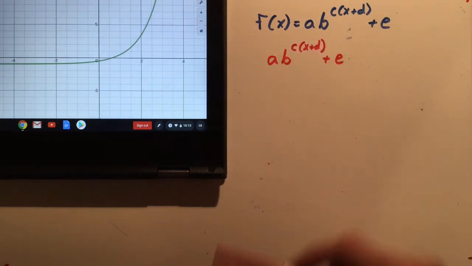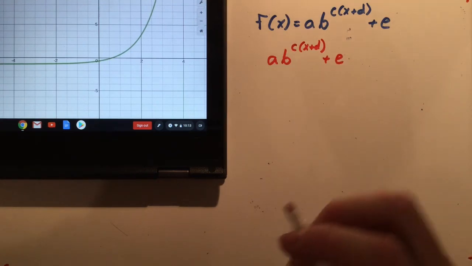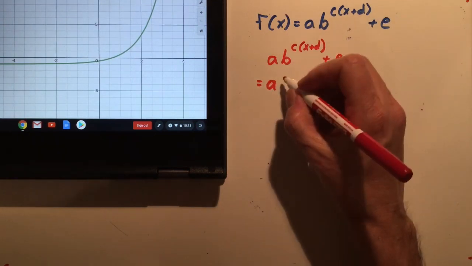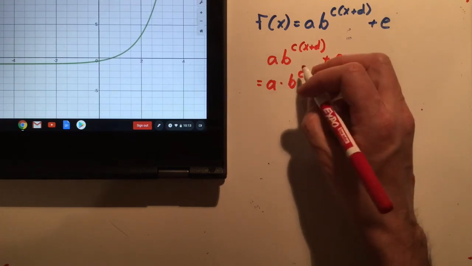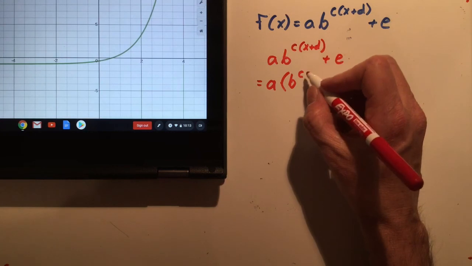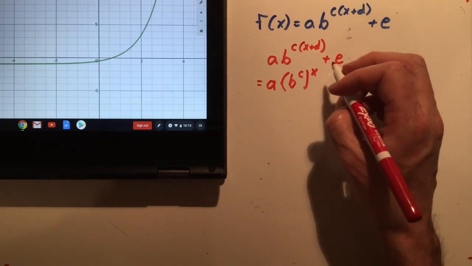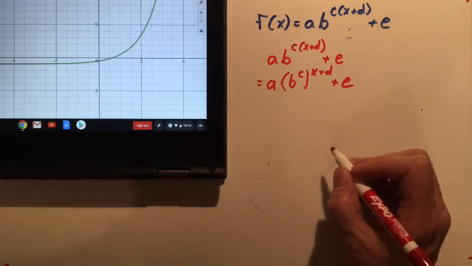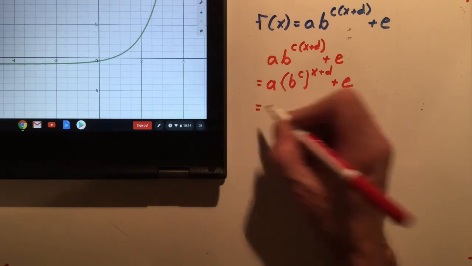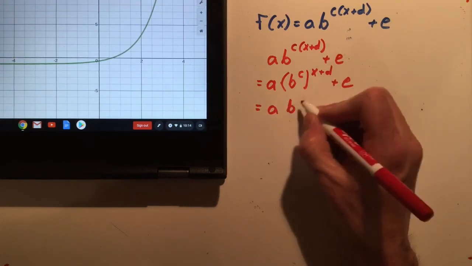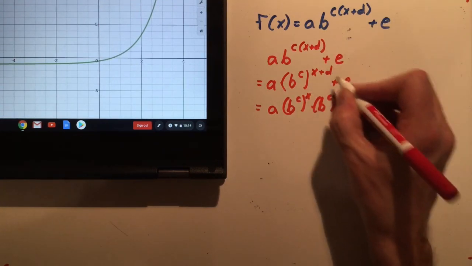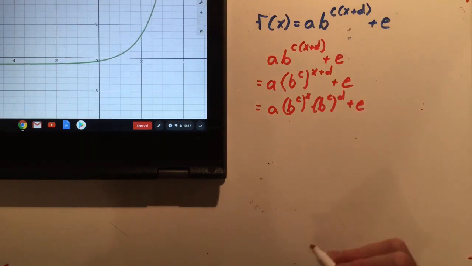So we got vertical things and horizontal things going on here. But what I'm going to do is use my rules of exponents to rearrange this a little bit. This big complicated thing can be written as a times b to the c raised to the x plus d, plus e. That's my power to a power rule there. Now I'm going to use my product rule, and I'm going to write this as a times b to the c to the x times b to the c to the d, plus e.